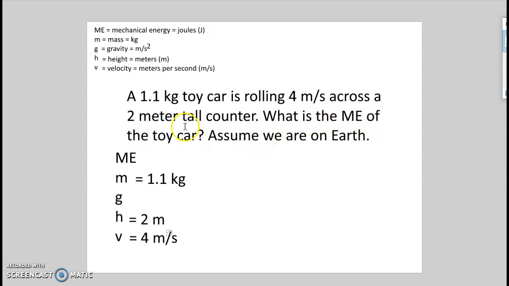What is the ME of the toy car? So this is the question inside the question. What is the ME? It's saying what is the ME, so we are looking for ME. My ME is going to be a question mark. That's unknown. The problem finishes up by saying, assume we are on Earth. This is very important because it's telling us that we can use Earth's gravity as our gravity. So the gravity on Earth is always 9.8 meters per second, and that is squared. Let me drag that over.